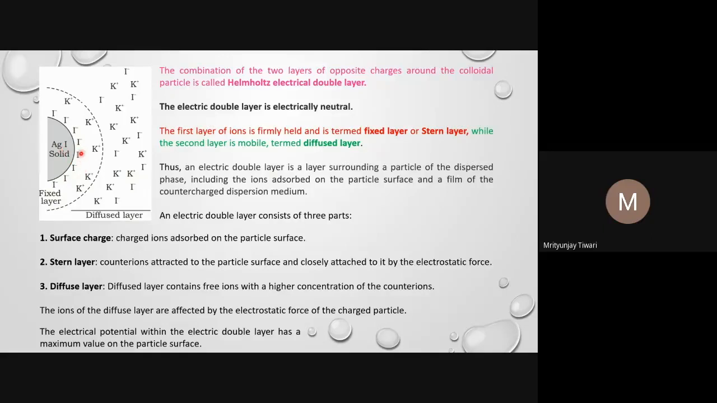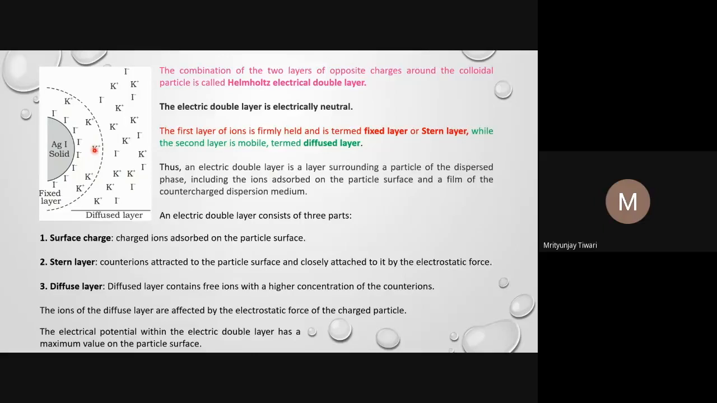So these iodide ions, the negative ions, will attract counter ions, K plus, from the dispersion medium. The K plus ions will come into close contact with these I minus ions. Because they are very near to each other, they get very strongly associated because of the electrostatic interaction. And so this interaction forms a fixed layer of K plus ions.